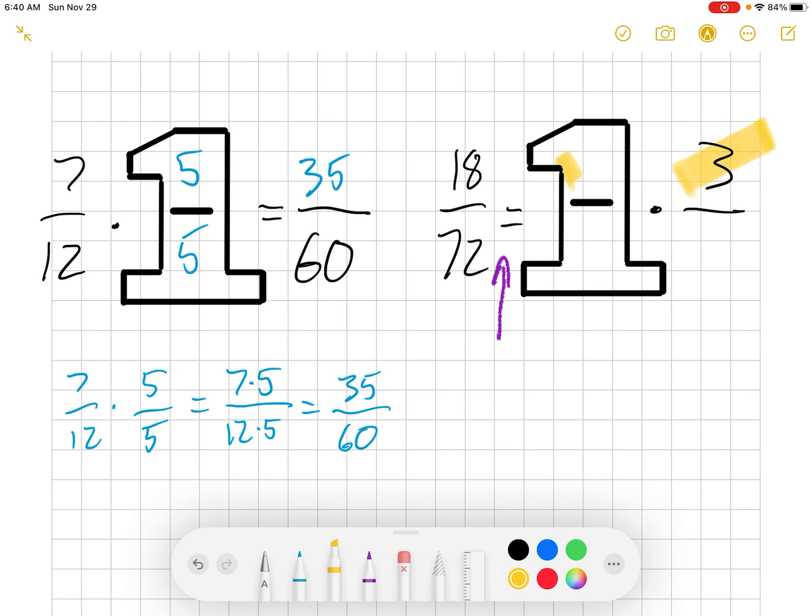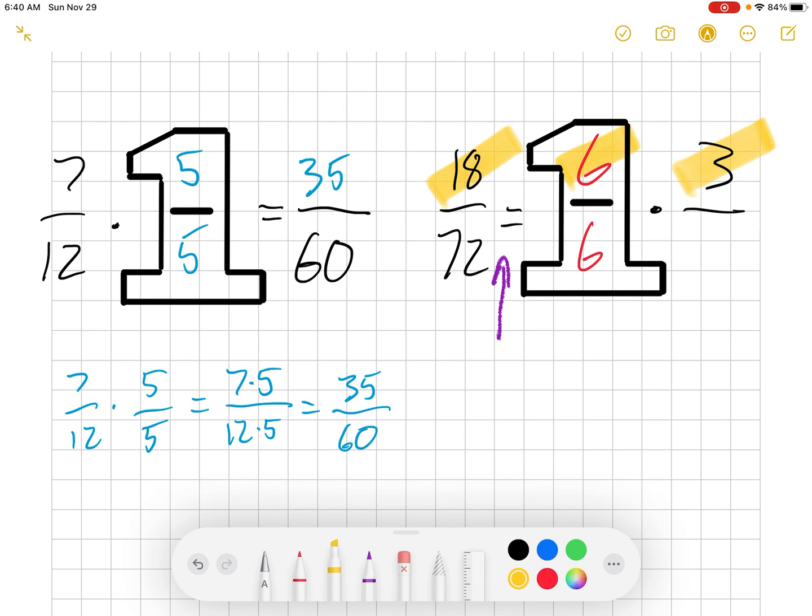I'm saying 3 times what number equals 18. Right? 3 times what number is 18? And that number would be 6. Right? 3 times 6 is 18. This must be 6. So now I actually have to work a little differently in this problem.